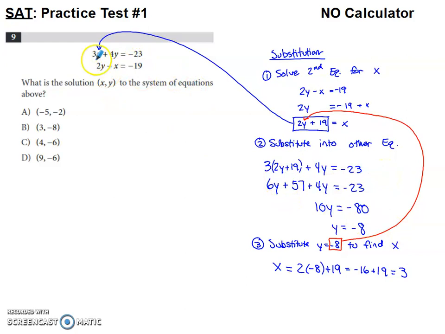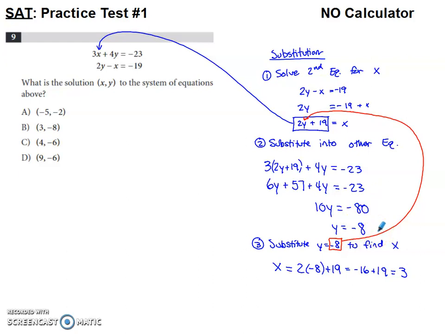Watch your grouping symbols. So I have 3 as the coefficient of x. So when I replace x with 2y plus 19, I definitely have to use parentheses. I can then distribute to get rid of those parentheses. I have some like terms here. The 6y and the 4y get me to 10y. I want to isolate y, so I want to move that 57 to the other side. So subtract 57 from the -23 that's already there. Finally, divide both sides by 10, and you get the answer for y of -8.